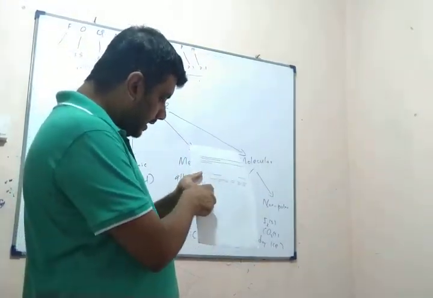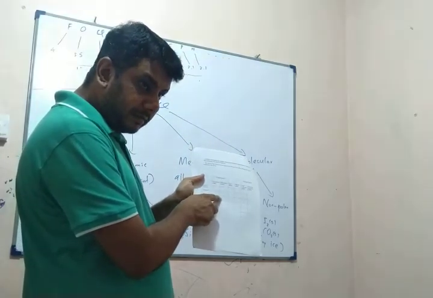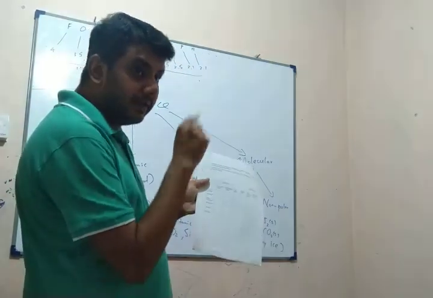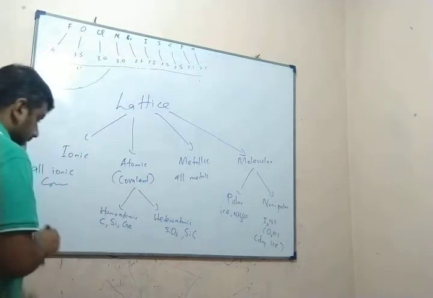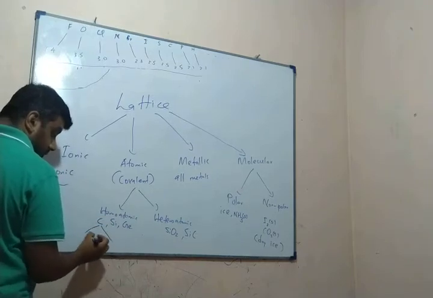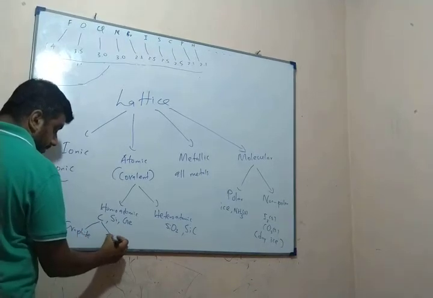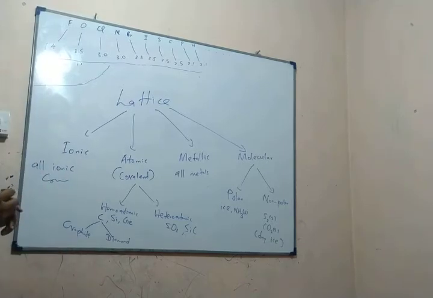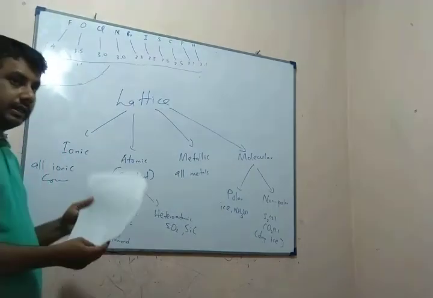And under homoatomic lattice, you put sometimes. Example, graphite, carbon. This is very important now. There are two popular forms of carbon: graphite and diamond. Only graphite will conduct electricity.